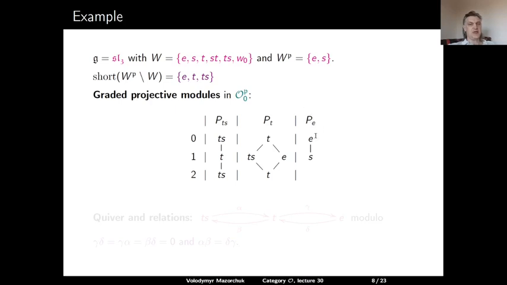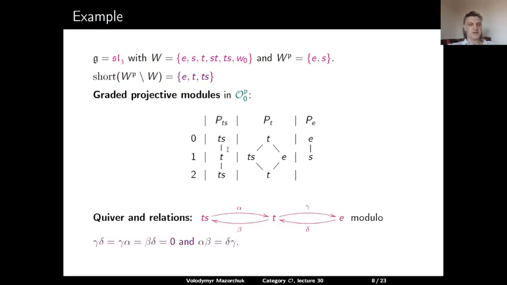The projective PE has the simple E on top and S in the socle. The projective PT is also injective. It has T on top and T in the socle, and TS and E in the middle. And the projective PTS is also injective. It has TS on top, TS in the socle, and T in the middle.